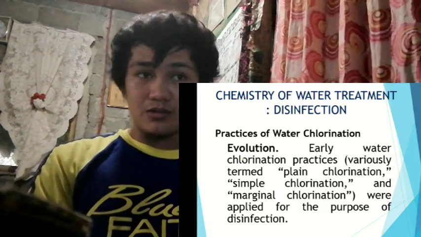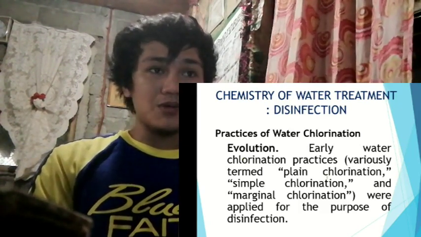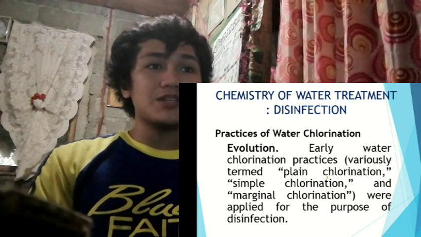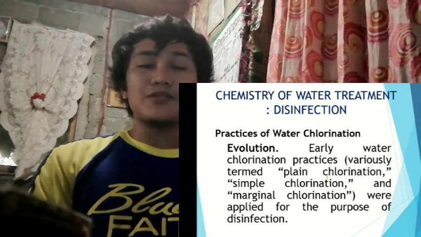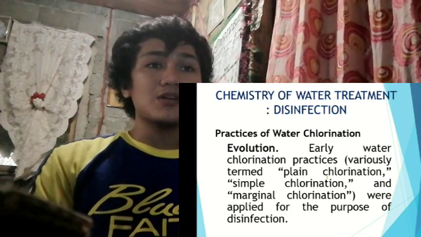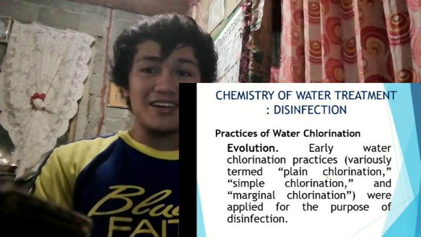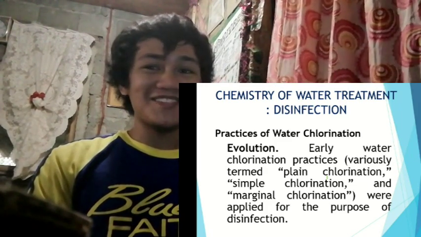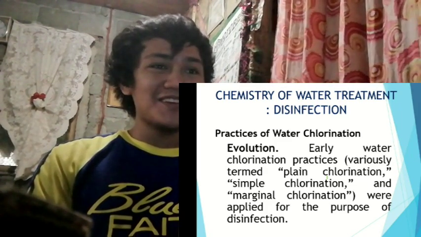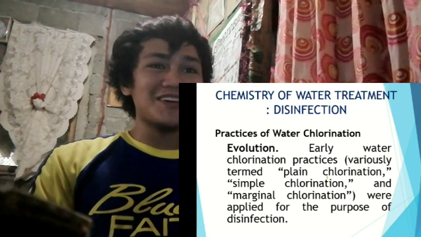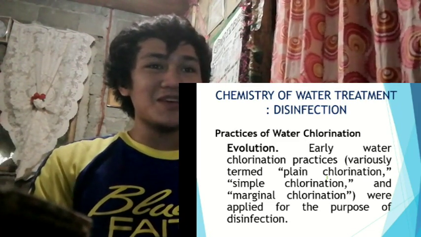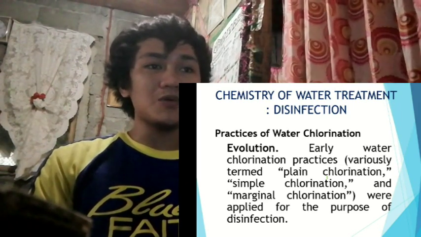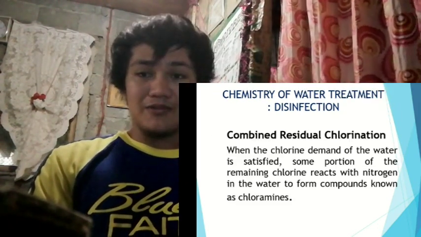Practices of water chlorination. Evolution. Early water chlorination practices, variously termed plain chlorination, simple chlorination, and marginal chlorination, were applied for the purpose of disinfection. Chlorine ammonia treatment was soon thereafter introduced to limit the development of objectionable tastes and odors often associated with marginal chlorine disinfection.